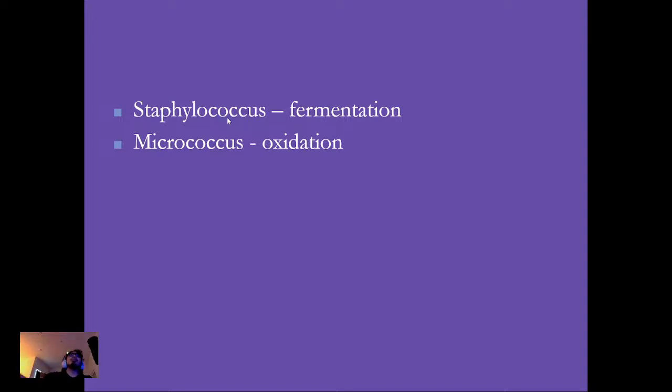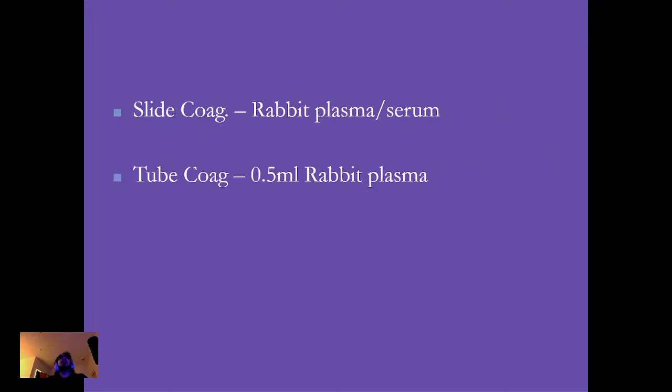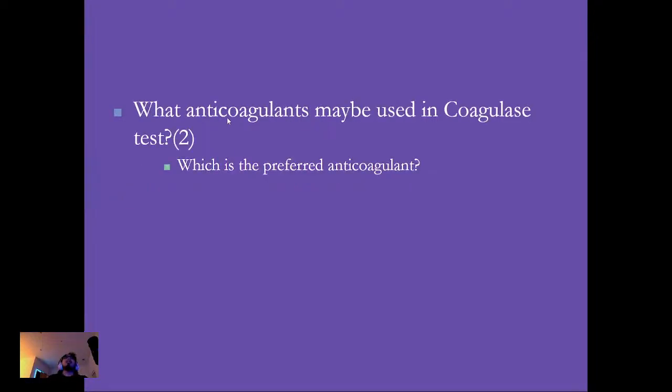Diba? Okay. So ano na, reagent used in each type of coagulase test. We need rabbit plasma, of course. Next slide, please. Okay. So, slide coagulase requires rabbit plasma or serum. Tube coagulase, you need a specific amount, 0.5 ml. Okay? Tube coagulase. Medyo mas maarte siya. Okay? Alright. We have two types of anticoagulants that you can use, but the preferred one is what?